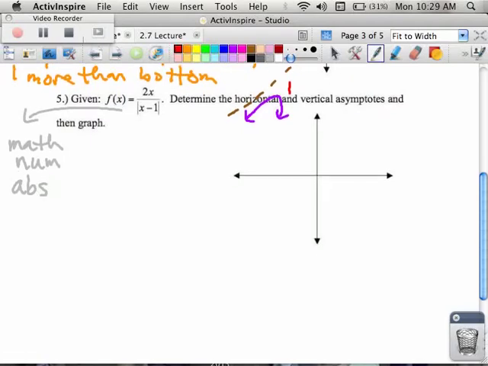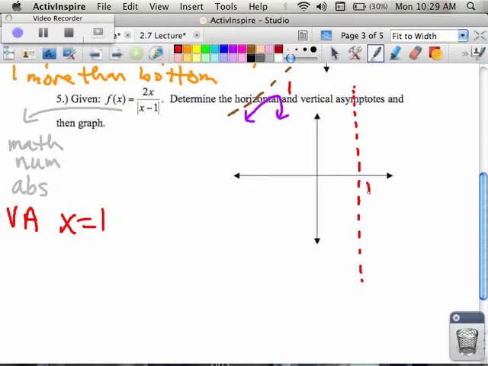Let's talk about that vertical asymptote. Notice how I've been doing all of these vertical asymptotes in red. The vertical asymptote is x equals 1, because it's whatever makes the bottom 0. There's the vertical asymptote.